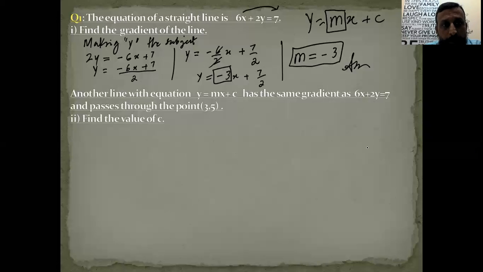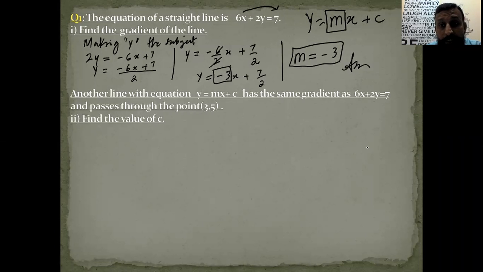So the second part of this question: another line with the equation y equals mx plus c has the same gradient as this line 6x plus 2y equals 7, and it passes through the point (3, 5). Find the value of c. Remember what is c? c is the y-intercept. Now what are they saying? They are saying that there is another line, and that line is y equals mx plus c.